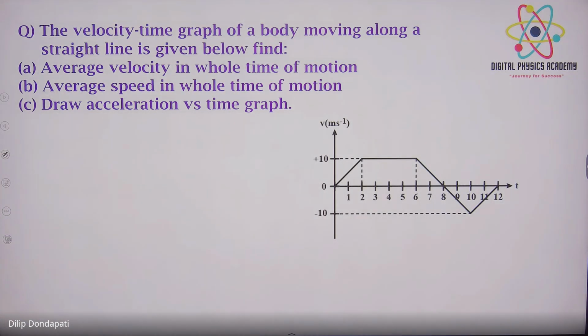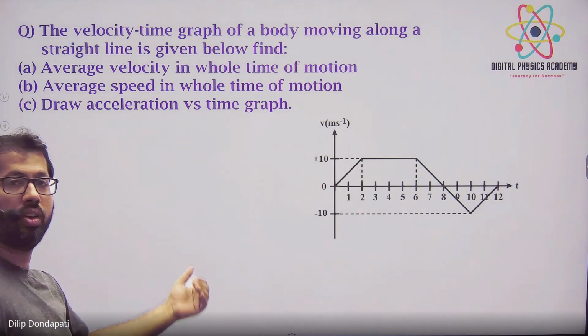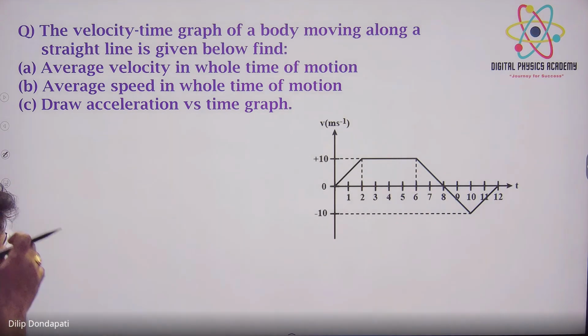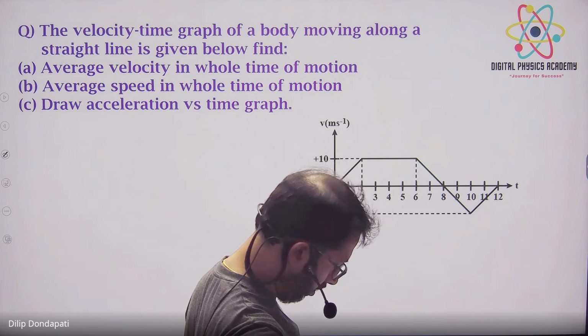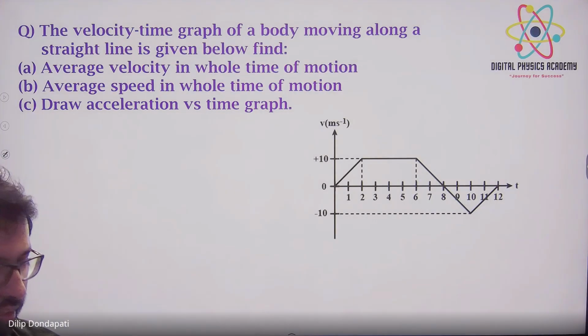A velocity time graph is given to you. He is telling us to find the average velocity for the whole time of motion, the average speed, and also draw the acceleration time graph. From the velocity time graph we have to draw the acceleration time graph, right? So first, average velocity. Do it in the book, otherwise it will go wrong.